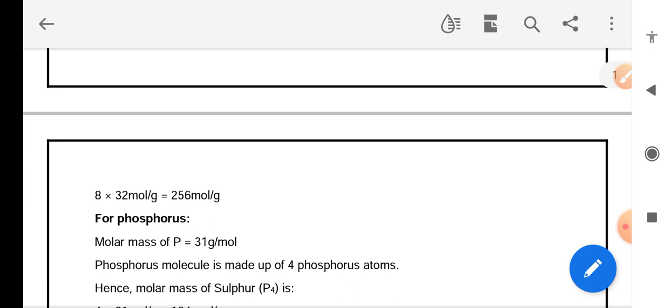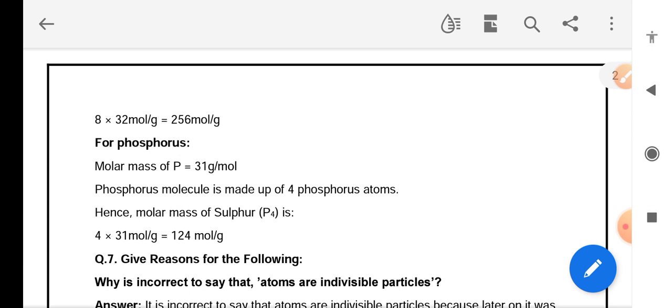For phosphorus, the molar mass is 31 grams per mole. A phosphorus molecule is made up of 4 phosphorus atoms. Hence, the molar mass of P4 is 4 into 31, which equals 124 grams per mole.